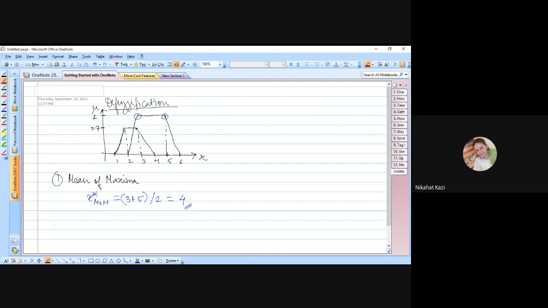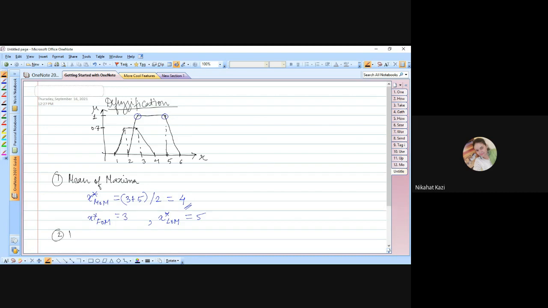What else? Other simple methods. So basically, what is this 3 called? It is called as the first of maximum. And what is 5? It is the last of maxima. So under this mean of maxima, you can also have X star. First of maxima is 3. X star. Last of maxima is 5. And this is the simplest.